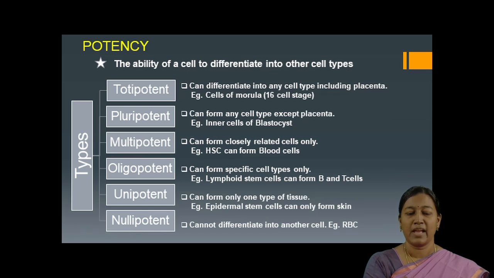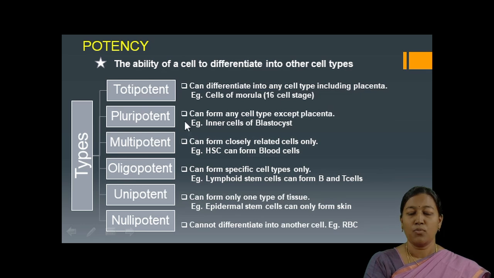We have different types of potency. Mostly when we refer to potency, it is about the stem cell. Stem cells are cells which can form the various cells in the body. So the different types of potency. First we say totipotent. A totipotent cell can differentiate into any cell. For example, the cells present in the 16 cell stage morula, each cell can give rise to any cell in the body, even the placenta.